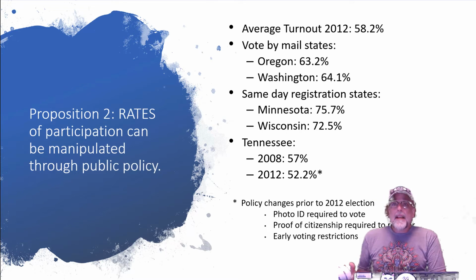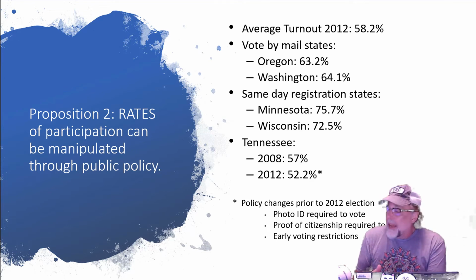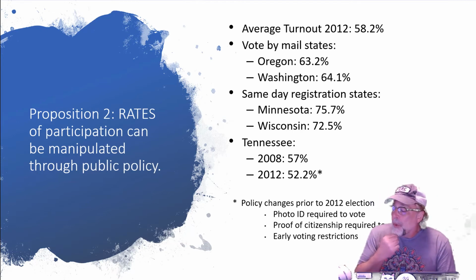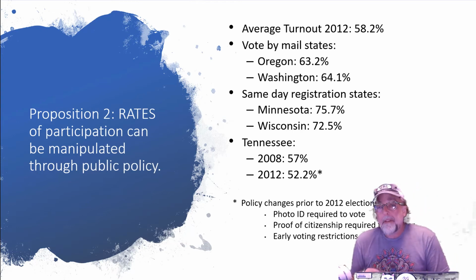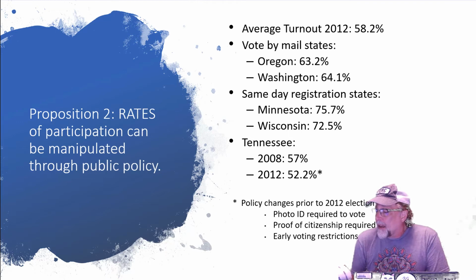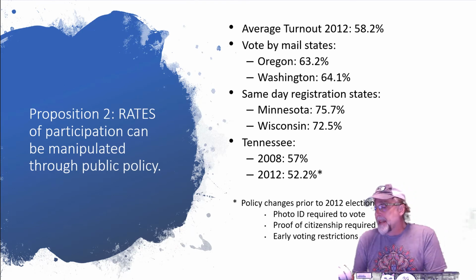Flip side of that is policies that seem to drive down participation. In Tennessee in 2008, there was 57% voter turnout. In 2012, it dropped down to 52%. Now, what happened between 2008 and 2012? Well, in Tennessee, what they did was they required a photo ID in order to cast a vote. They didn't do that in 2008.